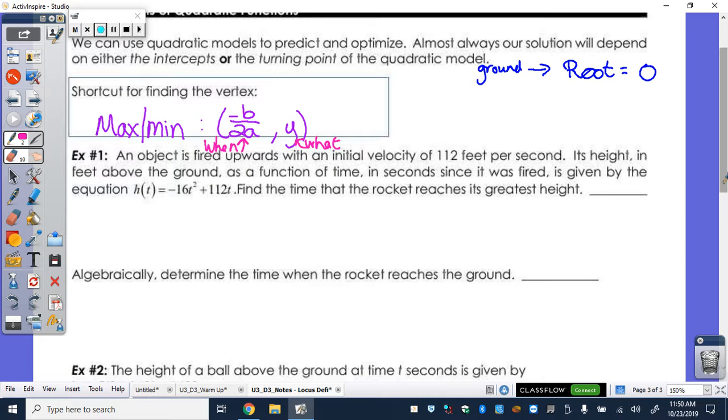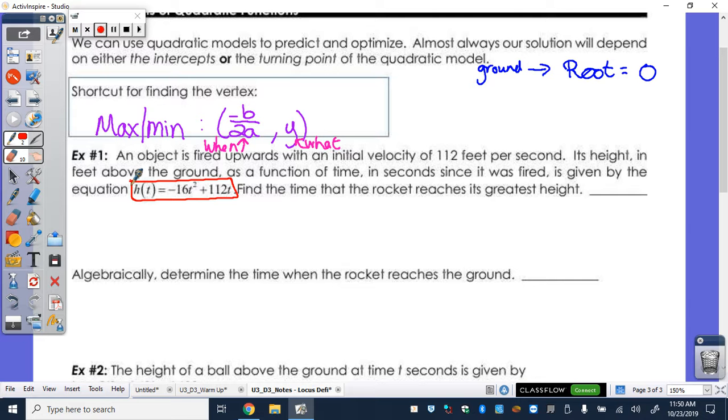So let's take a look at our examples. First example, an object is fired upwards with an initial velocity of 112 feet per second. Its height in feet above the ground as a function of time in seconds since it was fired is given by the equation here. Find the time that the rocket reaches its greatest height.